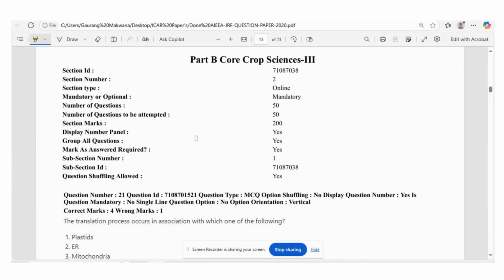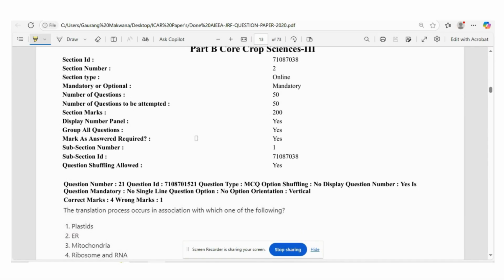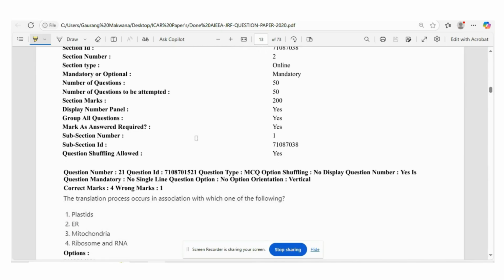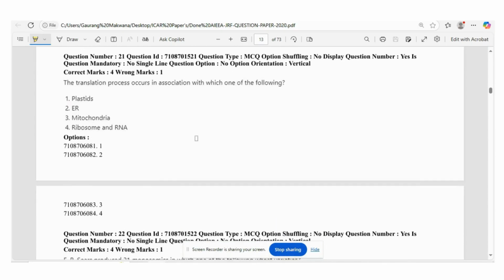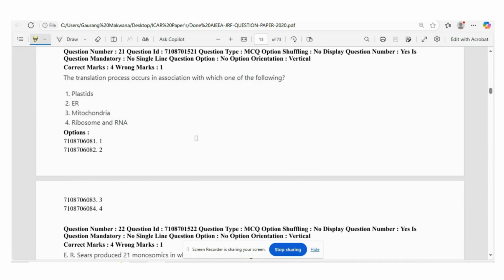So part B, Core Crop Science. The number of questions is 50 and the marks are 200. Each contains 4 marks. So let's start first. The translation process occurs in association with which one of the following? The answer is ribosome and RNA. As we know, in the translation process tRNA is bound with a subunit of a ribosome and the translation process occurs.